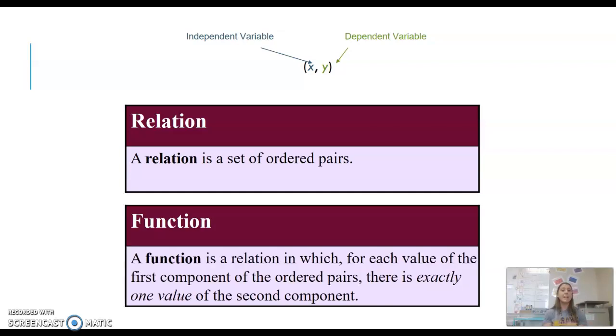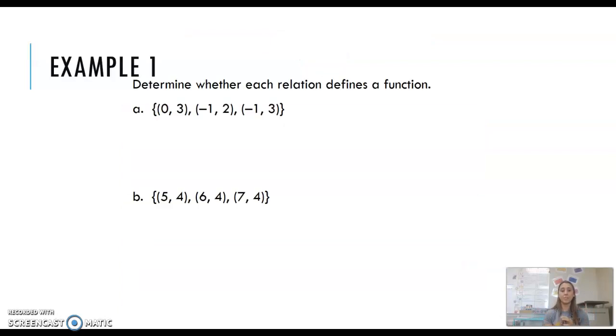A function, the definition of a function, is a relation in which for every value of the first component of an ordered pair, there is exactly one value of the second component, meaning there is only one x and one x has only one y that goes with it. So if my points are 2, 3, and then I have another one that says 3, 2, that's fine. So the x's can't be repeated, but the y's can. So that is a function.